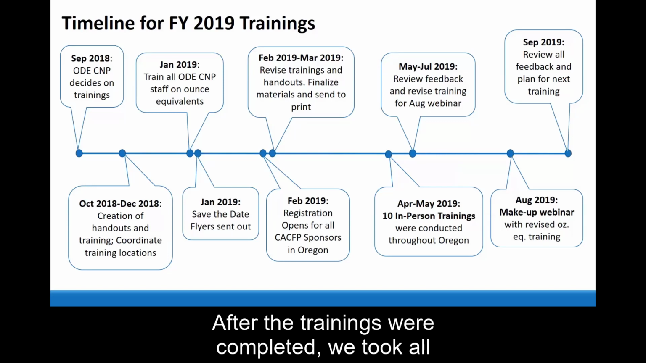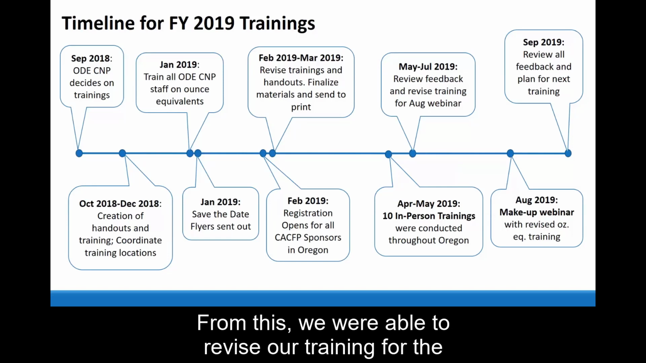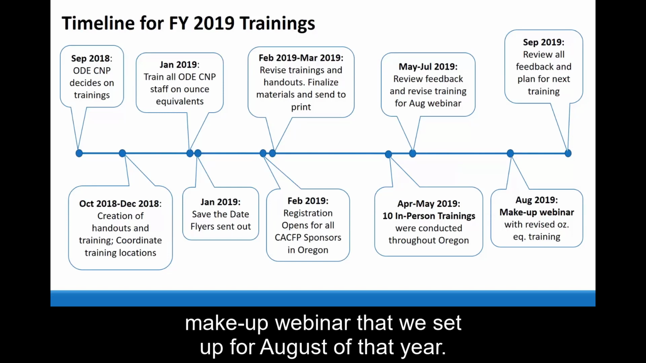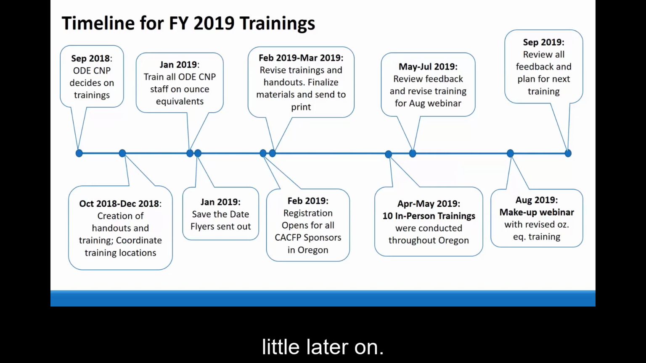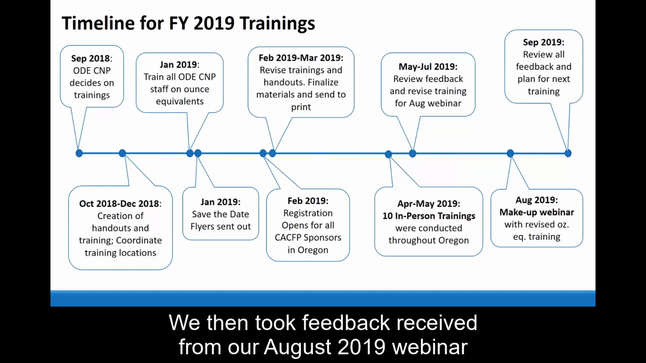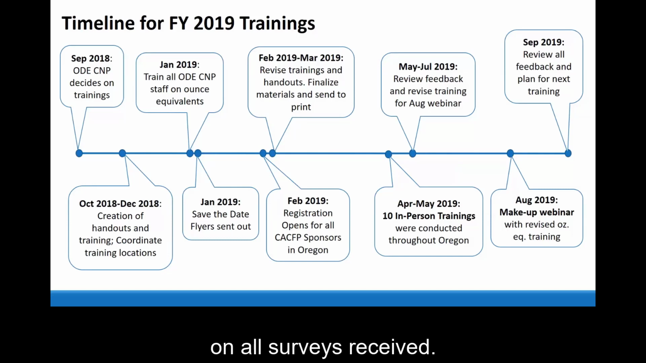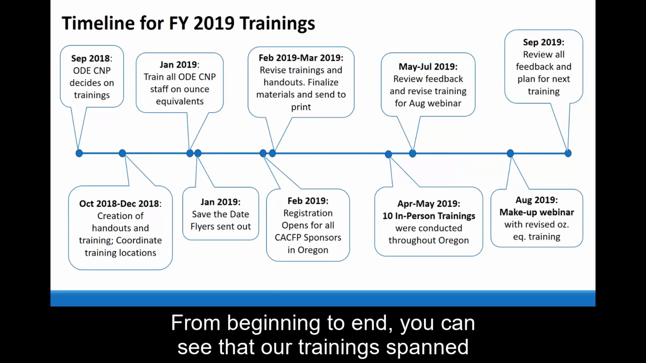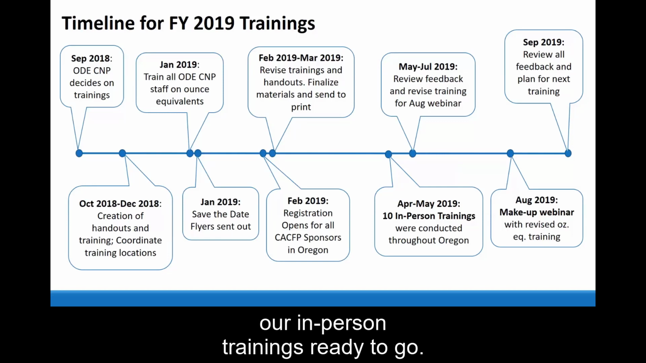After the trainings were completed, we took all return surveys and reviewed the feedback provided. From this, we were able to revise our training for the makeup webinar that we set up for August of that year. I will go over some of the feedback that we received a little later on. We then took feedback received from our August 2019 webinar and prepared for our 2020 webinar based on all surveys received. From beginning to end, you can see that our training spanned a full year with about a lead time of 7 months to get our in-person trainings ready to go.